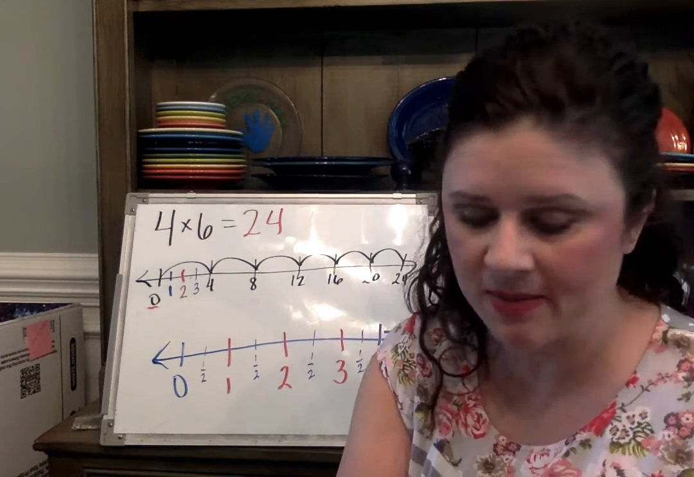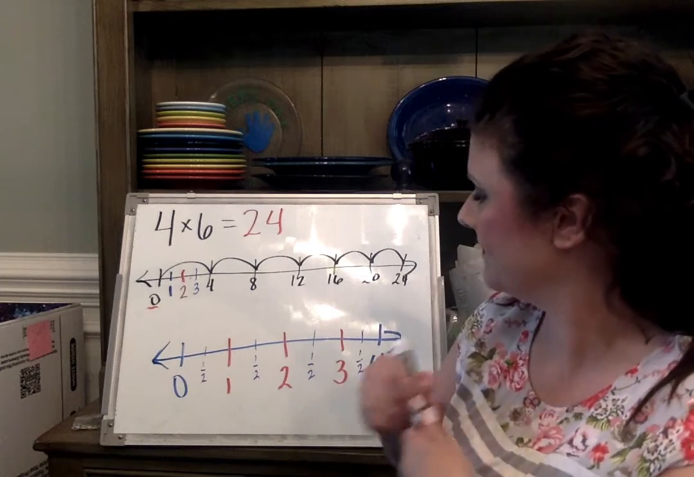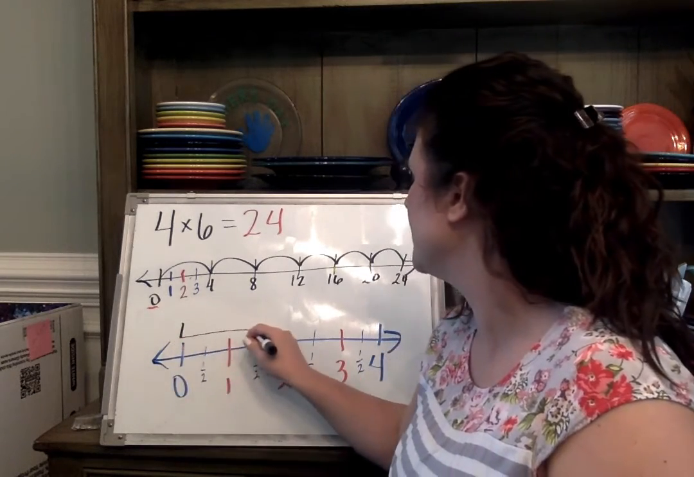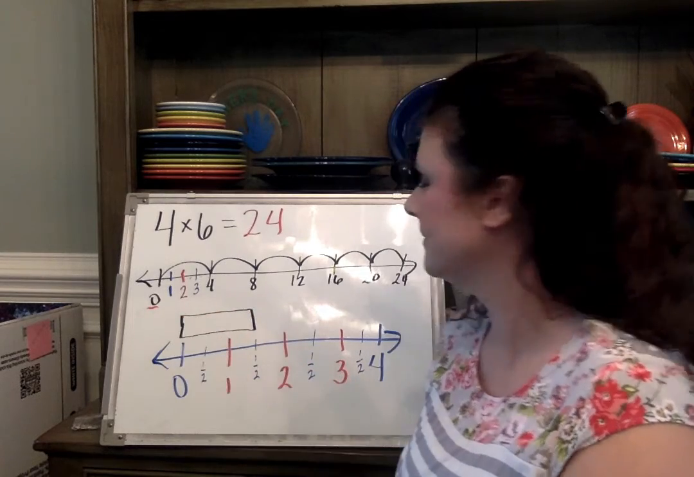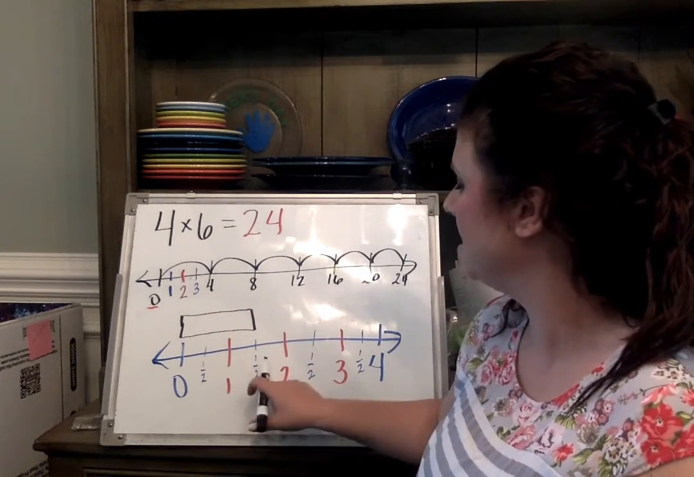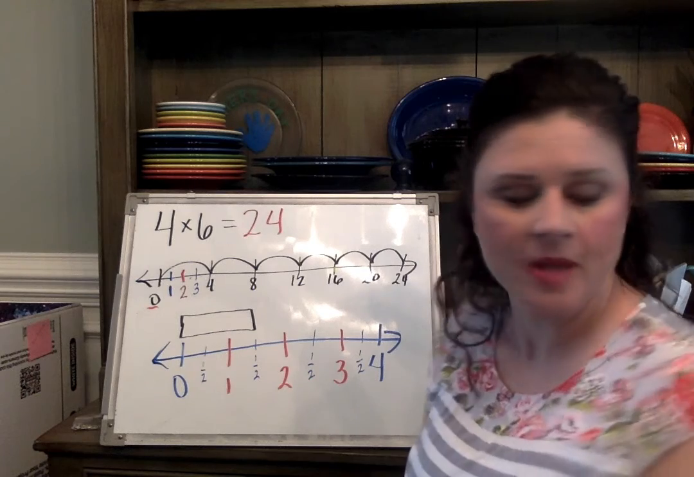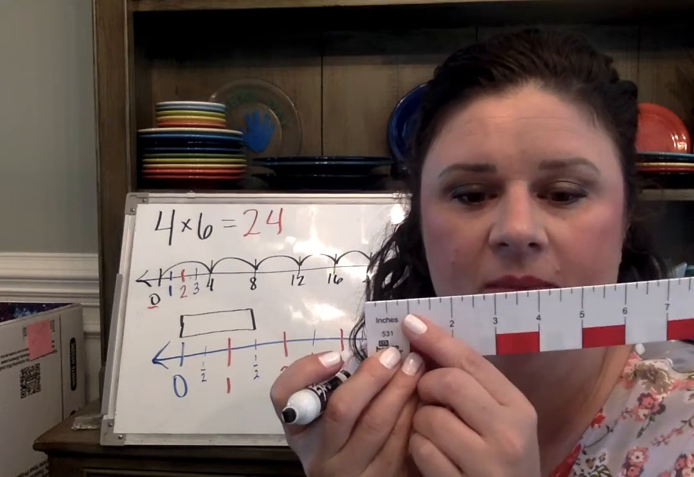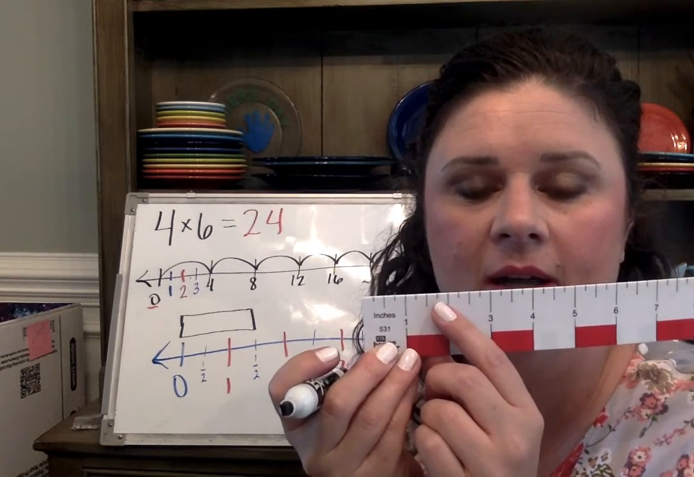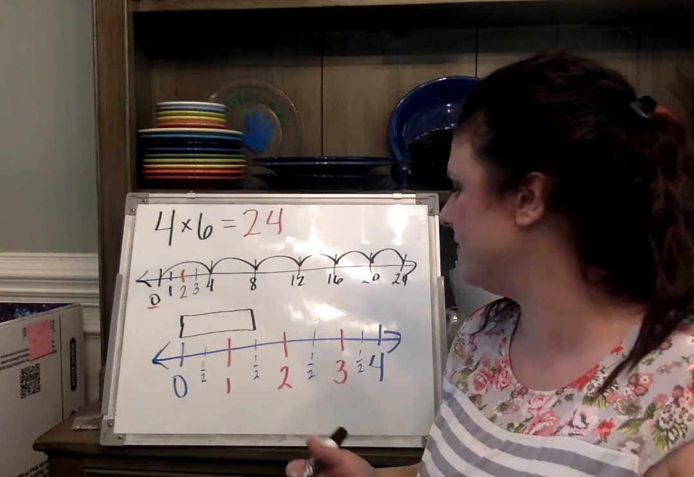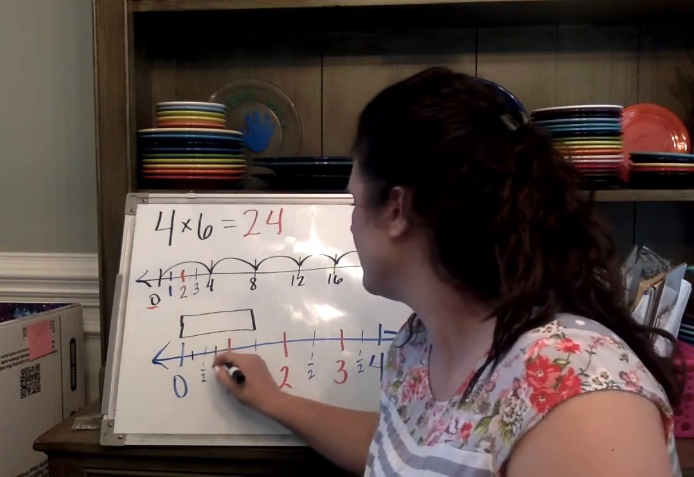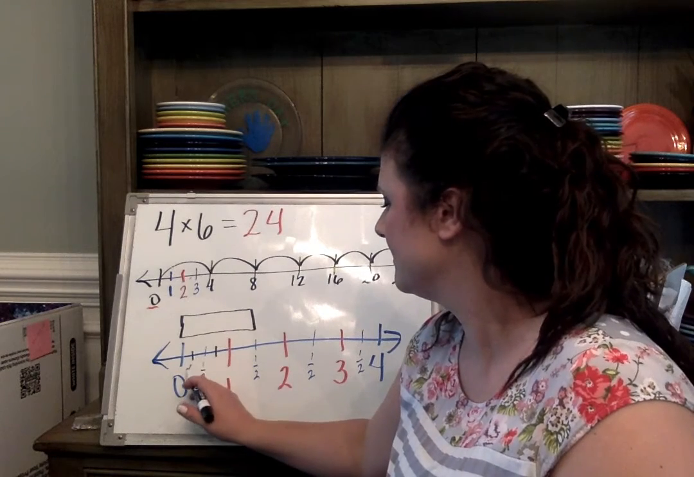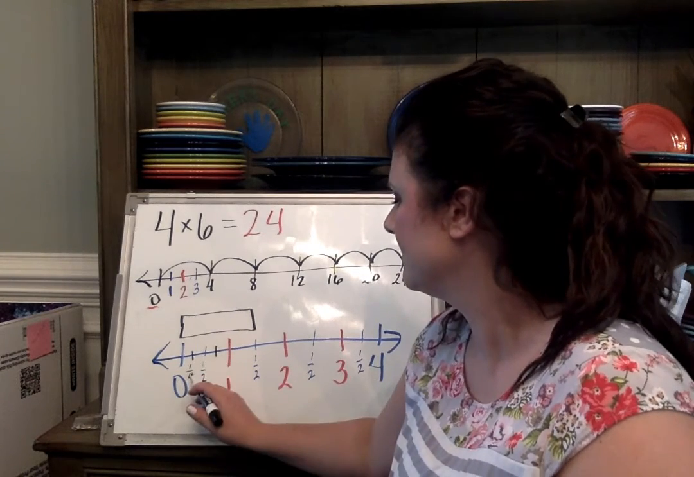Okay? So if I was measuring a piece of ribbon, and my piece of ribbon measured this long, it would be 1 1/2. On our tape measure, we see the halfway mark, but then we see another little mark, and that would be 1/2 of a half. What is 1/2 of a half? It's a 1/4.